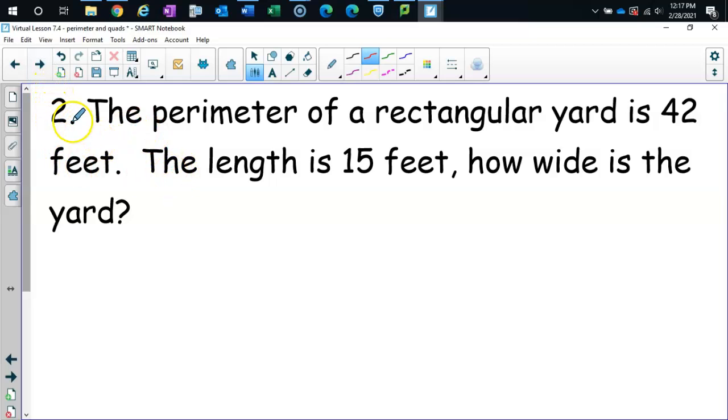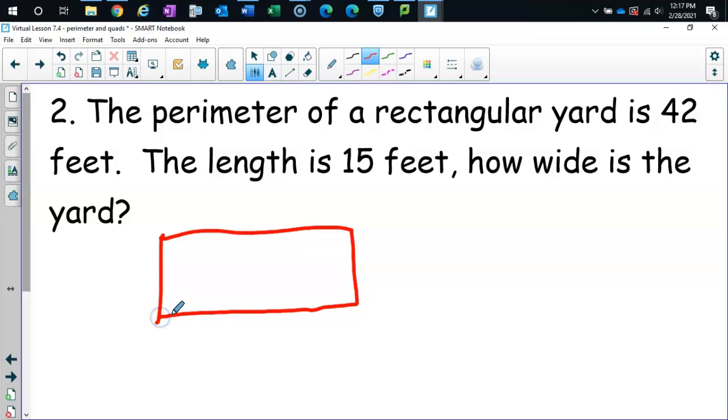Okay, here we go. On paper, the perimeter of a rectangular yard is 42 feet. The length is 15 feet. How wide is the yard? Let's draw a rectangle. Always draw your picture, okay? The perimeter is 42, so I'm going to write here P is 42. The length is 15. So this is 15, and this is 15. How wide is the yard? Well, we don't know. We're going to call it W.